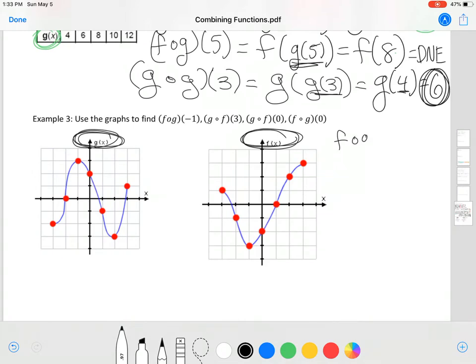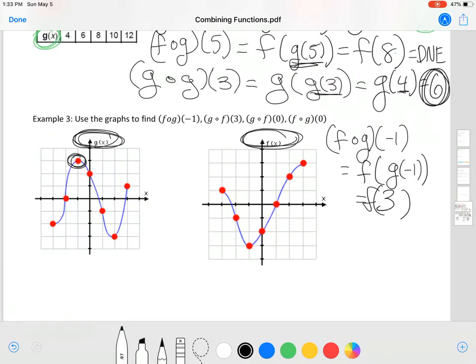So if I want to find f of g of -1, first I need to find g of -1 and plug it into f. So I need to look at my graph of g. At -1, that would be right here, g is 3. And so now I've got to take 3 and plug it into f. So now I'm looking at the graph on the right. So if I look at 3 here and come up, f of 3 is also 3. So that would be my final answer for f of g of -1.